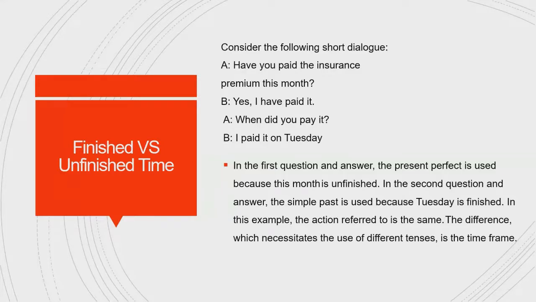So in the first question and answer, the present perfect is used. Yeah, have you paid ini ya? Because this month is unfinished. In the second question and answer, the simple past is used because Tuesday is finished. In this example, the action referred to is the same. The difference which necessitates the use of different tenses is the time frame, ya.